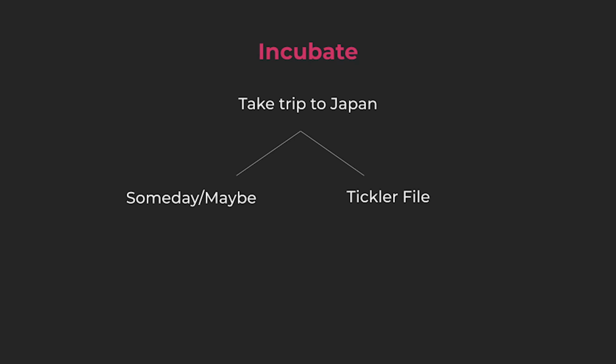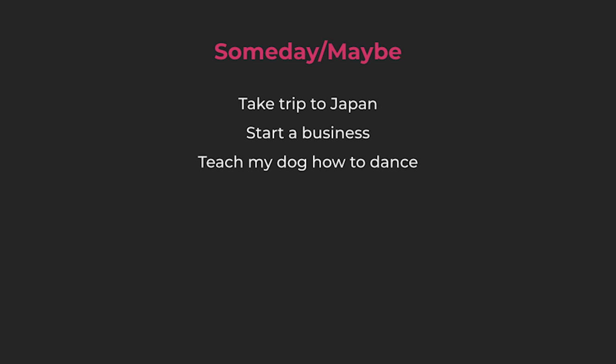Incubate. Saving anything you're still unsure about whether it requires any action, but is interesting enough to consider potentially useful in the future. You can park these in the someday maybe list or the tickler file. Someday maybe list. A list of things you might want to do at some point, but not now, and things you're not sure you want to commit to yet.